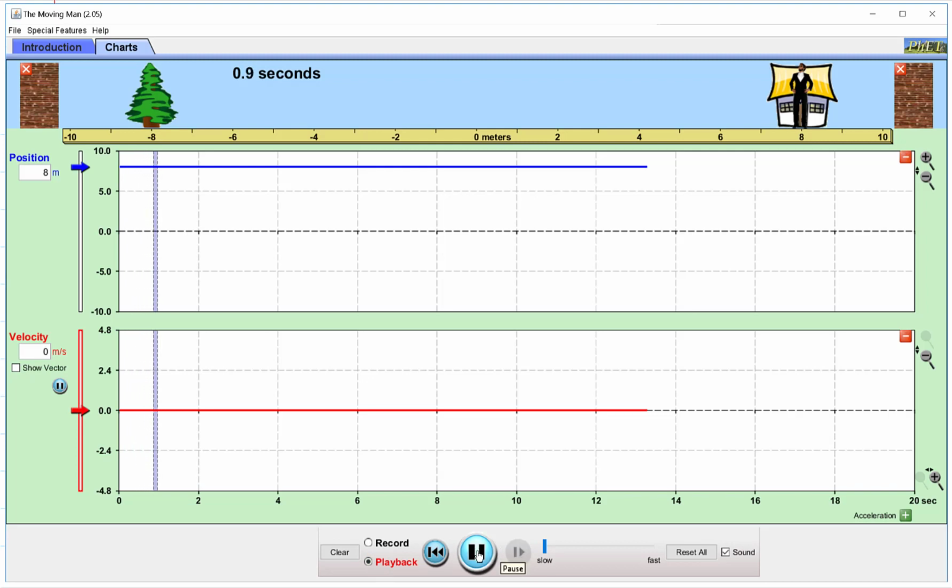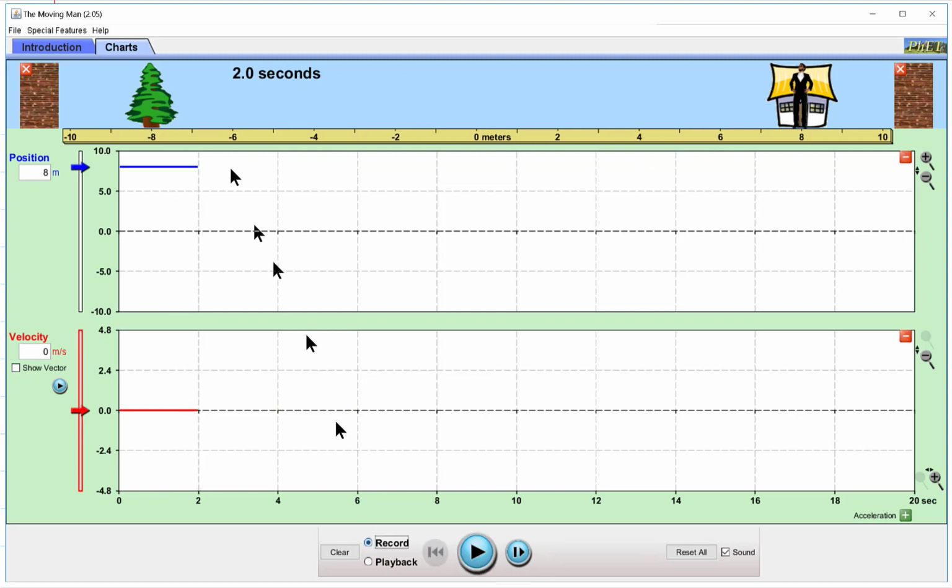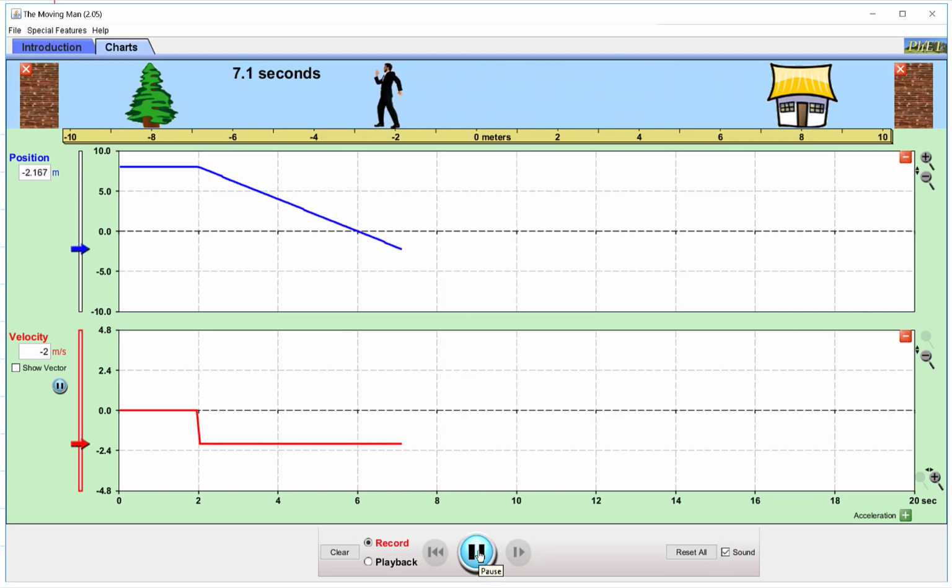Okay, I can play that back, and we'll stop it at the 2-second mark. I'm going to now change what happens at the 2-second mark. So he stayed without moving for 2 seconds. And now I'm going to put a velocity of -2. So his velocity is going to go -2, and he's going to start moving negative. That means to the left here. And it's a no-brainer. We can understand what's going on. And I'll stop it when he reaches the tree.